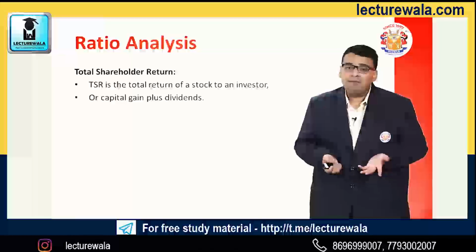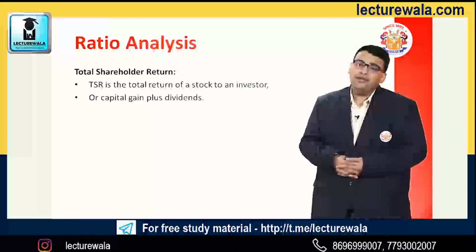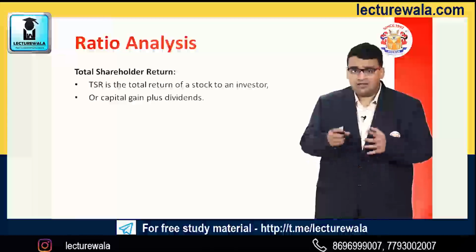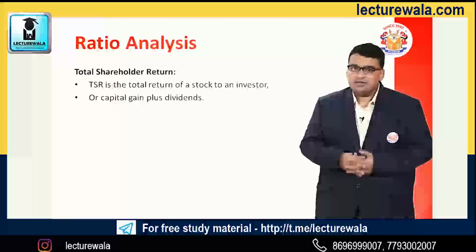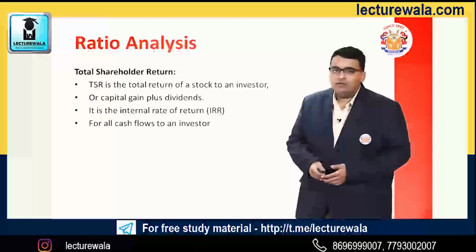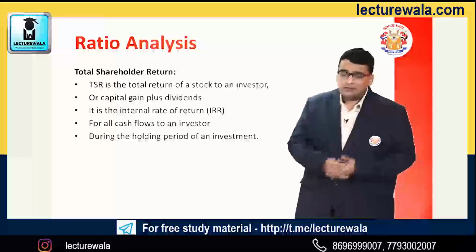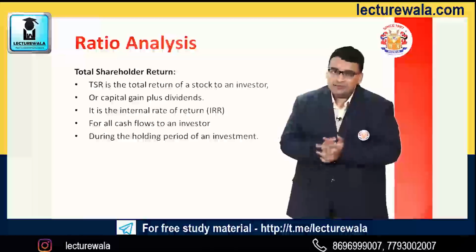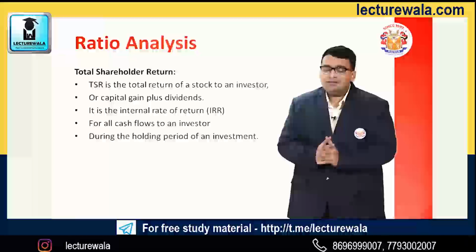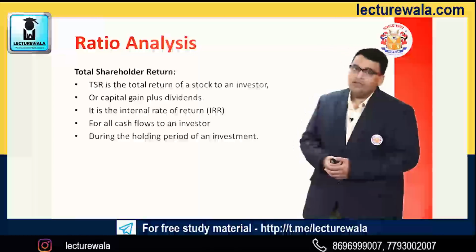Now he would be very happy that yes, the company is earning so much that today I am having a gain of $90 with me, plus dividend, whatever the amount is that the company is paying, the investor is having such dividend also. It is the internal rate of return for all cash flows to the investors during the holding period of an investment. What does it want to say? That the investor will be expecting a certain rate of return internally, that is the best rate of return during its holding period of a particular investment in the company.